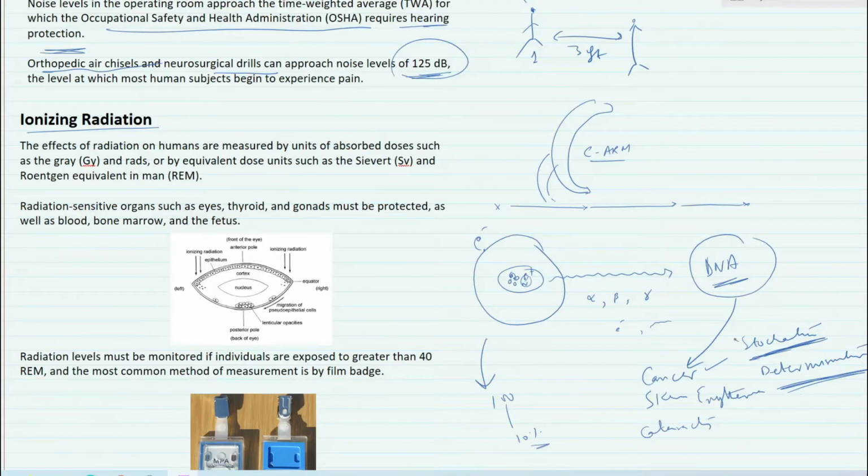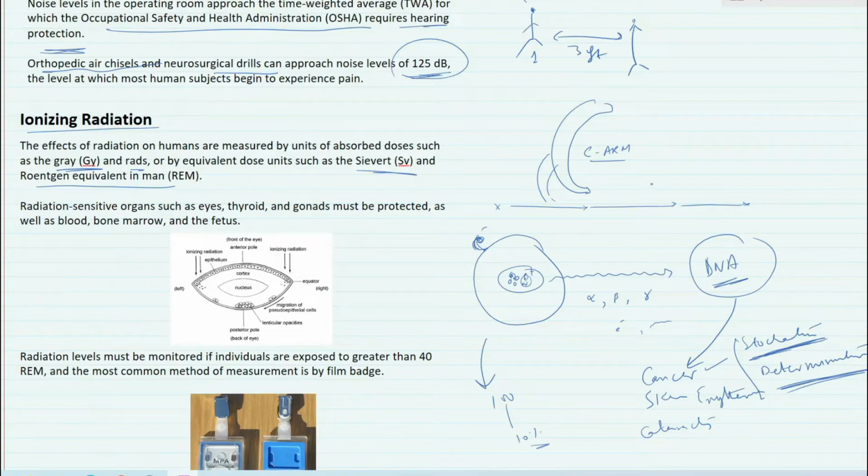So these are two types of effects that we have, and this is the reason why we have certain units in ionizing radiation. We have grays, we have rads, but we talk about sieverts and Roentgen equivalent in man. This is pronounced Roentgen, and Roentgen was the person who actually discovered X-rays. The story is also very interesting. You can Google it if you'd like.